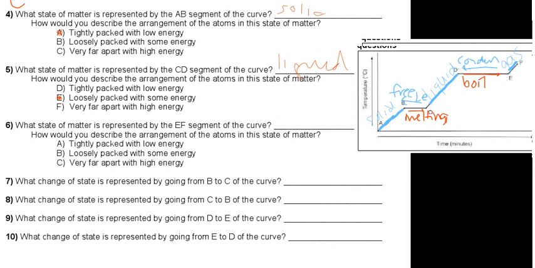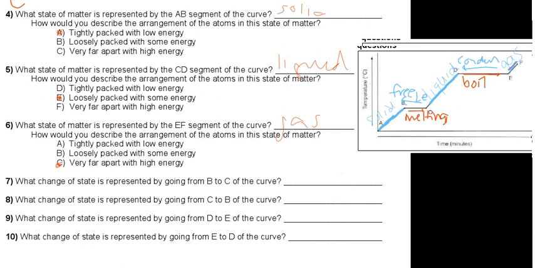Finally, number 6, what state of matter is represented with line segment EF? That's right here on the graph. So what state of matter do we have? Well, that is a gas. How would you describe the arrangement of particles? They are very far apart and they have high amounts of energy.